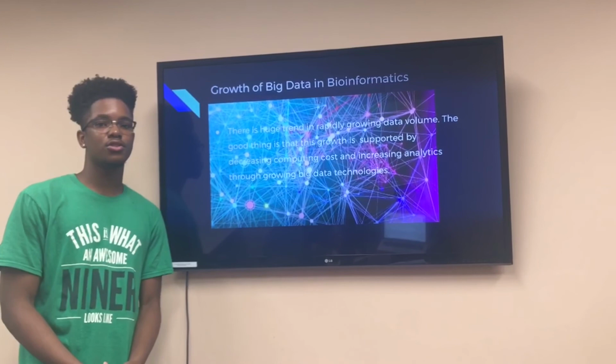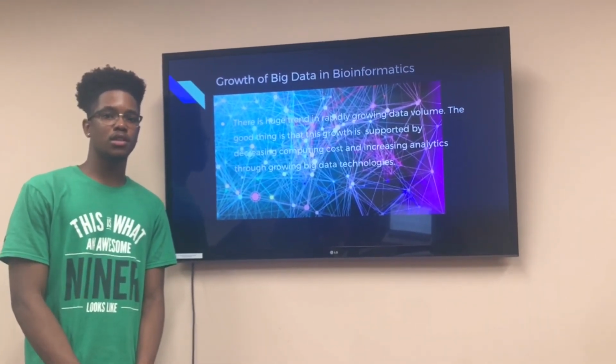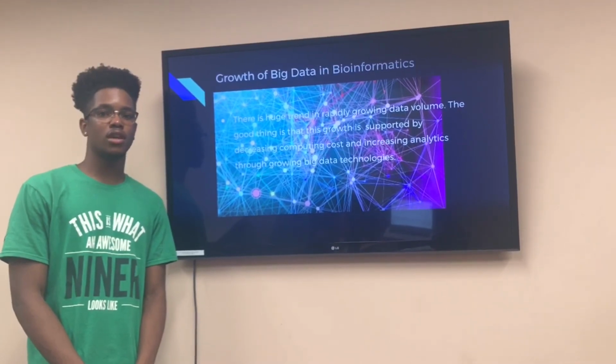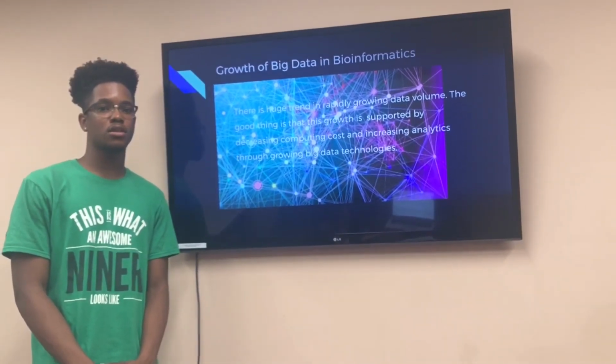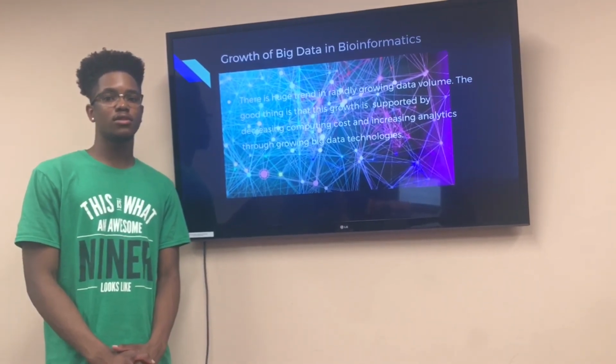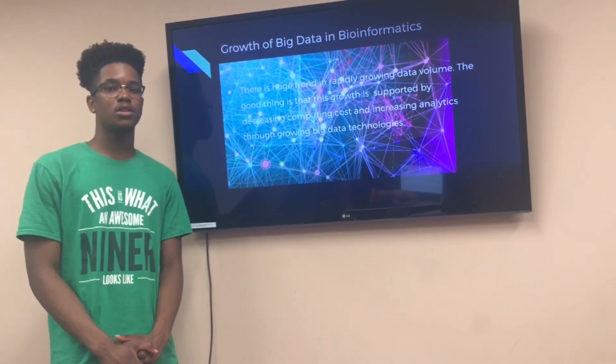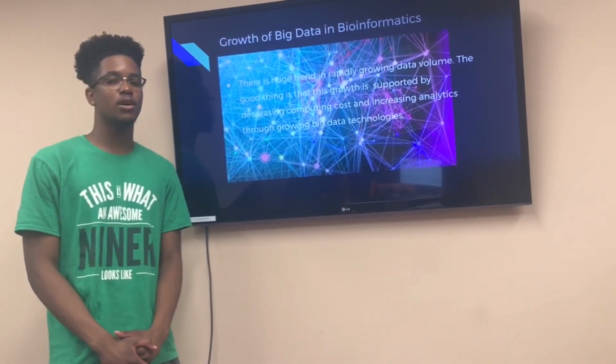Recently, there is a huge trend in rapidly growing data volume. The good thing is that this growth is supported by decreasing computing costs and increasing analytics through growing big data technologies. A genome is an organism's complete set of DNA, including all of its genes, and to put it into perspective, the size of a single sequenced human genome is approximately 200 gigabytes.